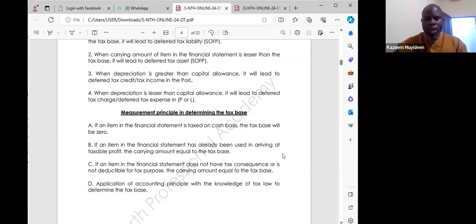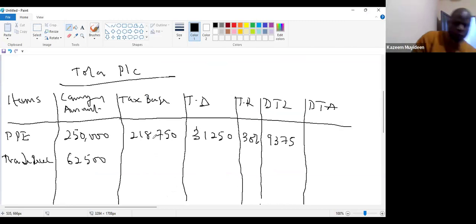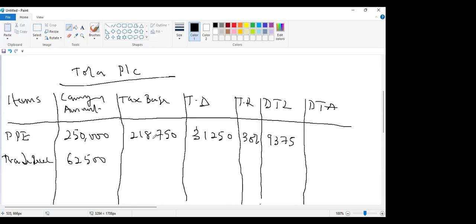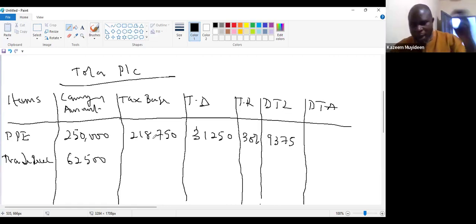Okay. Let's go back to it. Now, I will go to the question. Look at the question. Note 1 was on trade receivable. The question says, trade receivable balance in the account is made up of the following amount. Balance 68,750. Doubtful debt provision, specific, 6,250. The knowledge of what? Accounting principles plus the tax base.